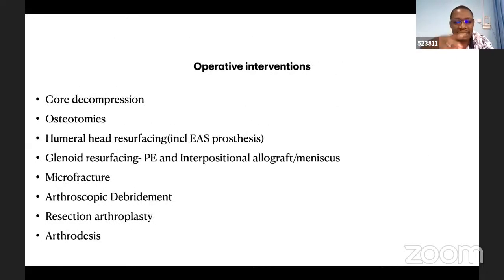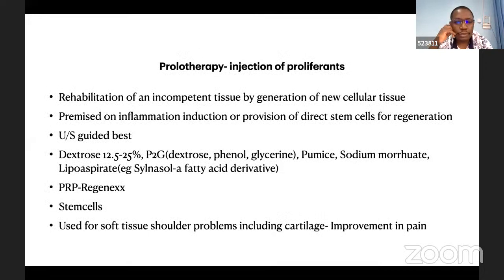So some of the operative interventions we look at are cord decompression, osteotomies around the glenoid, osteotomies around the humerus, resurfacing of the head, either partial or complete resurfacing of the head of humerus, glenoid resurfacing or interposition of grafts, microfractures, which are basically arthroscopic or open, arthroscopic debridement and its role, resection arthroplasty, and arthrodesis. So we'll start with the injections.